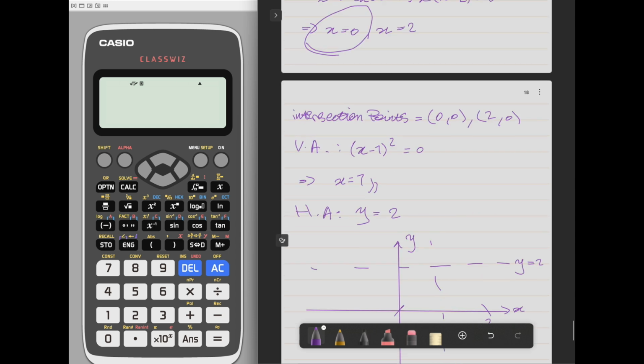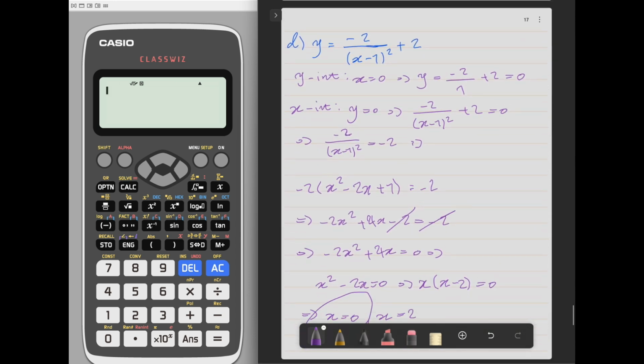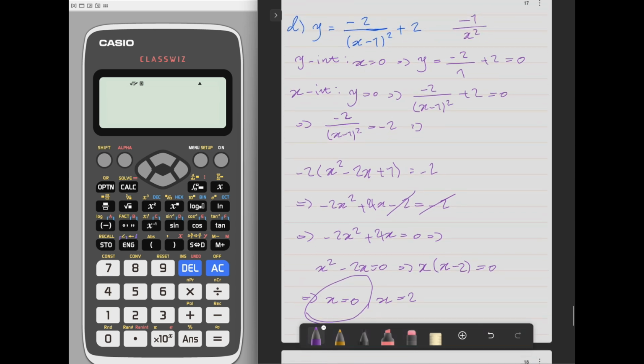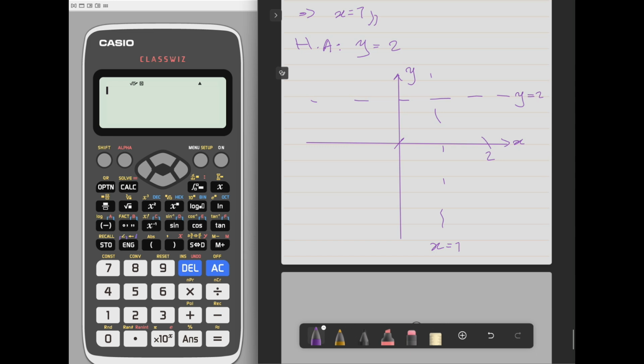And then I'm going to find out the shape of my graph, right? It is in the form minus 1 over x squared. So it is going to be both downwards, right? This was my fourth basic graph. And it is going to be something like this. And this is my sketch for part D.